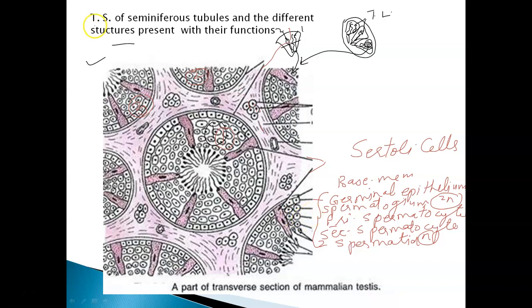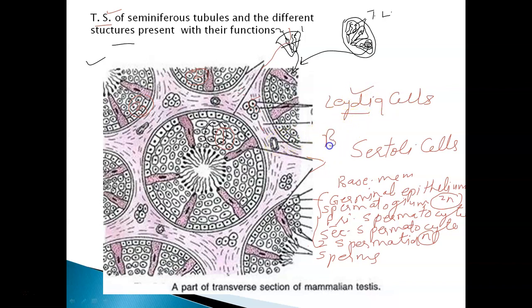We are just studying here the TS of seminiferous tubule so that we'll be able to see what type of structures are present inside the seminiferous tubules and what type of structures are present outside the seminiferous tubule, that is in the interstitial fluid. Here I've written one by one the stages in the development of sperms, and you can easily recognize the sperms because they have a tail. In the interstitial fluid you can see some cells, and these cells are Leydig cells or interstitial cells. Now quickly we will see the functions of these cells.